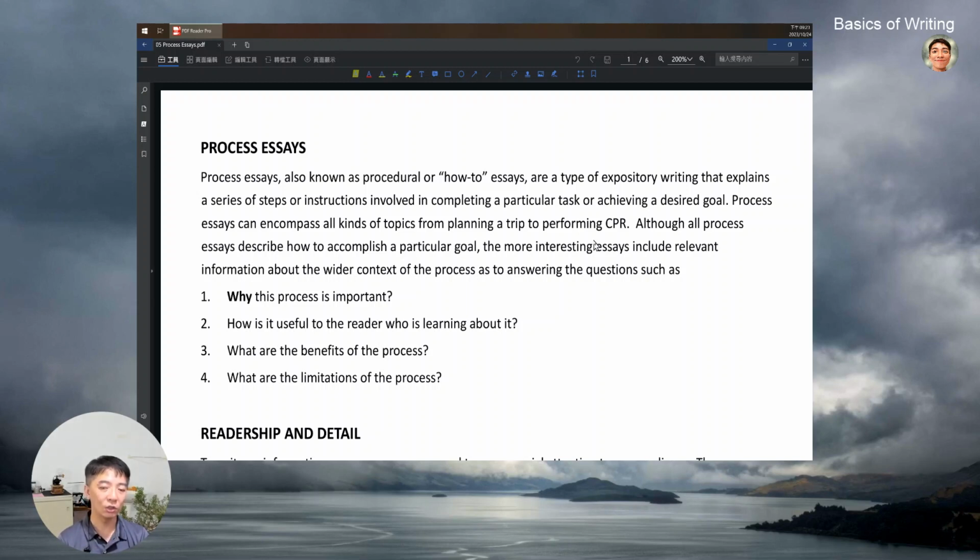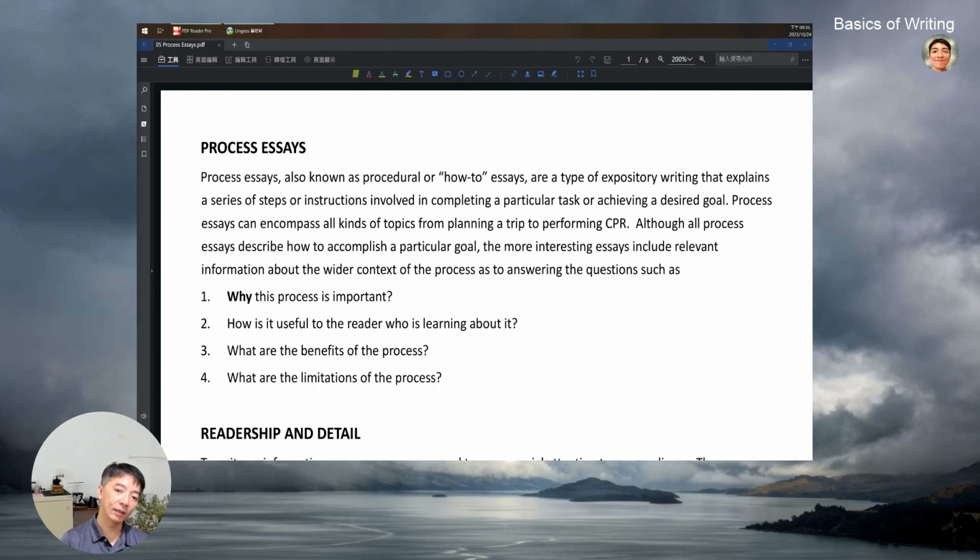So you don't just teach people step by step. You have to sometimes explain why. For example, the first question: why is this process important? How is it useful to the reader who is learning about this? So when you share your knowledge, you don't just share how, but also why and what. And number three is: what are the benefits of the process, and what are the limitations of the process? So sometimes you may share your insights.